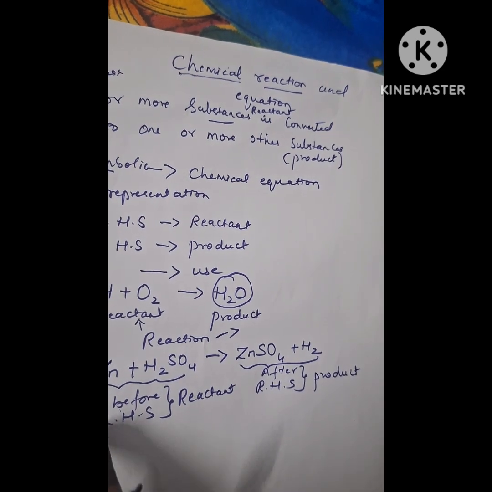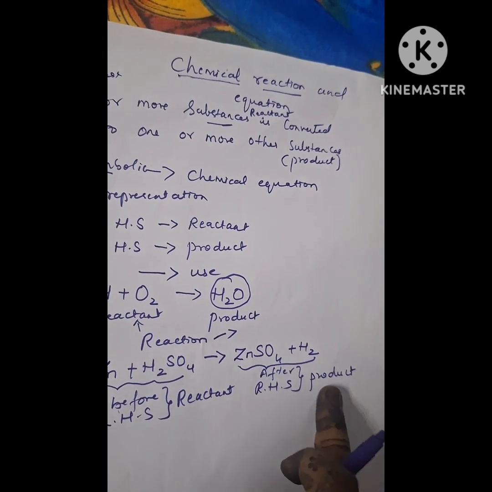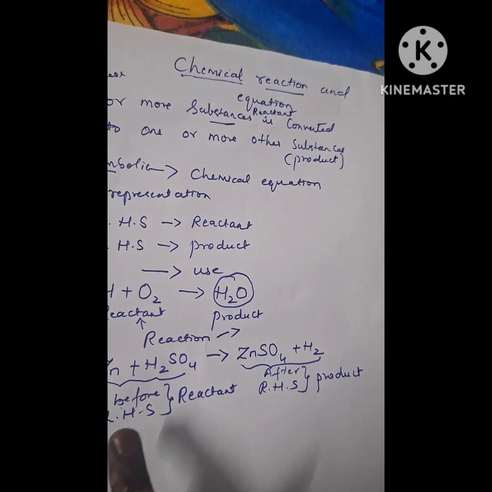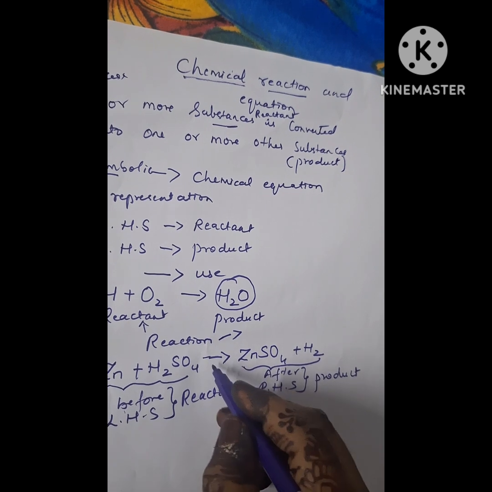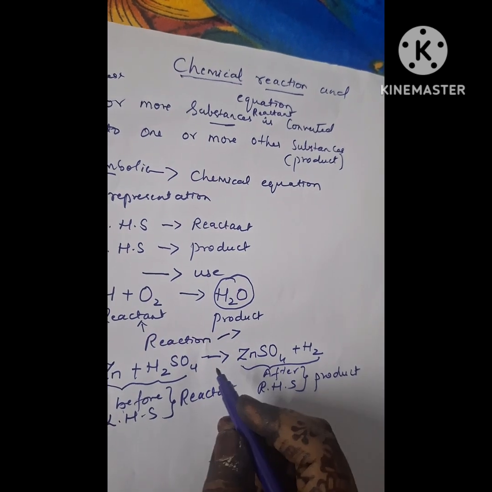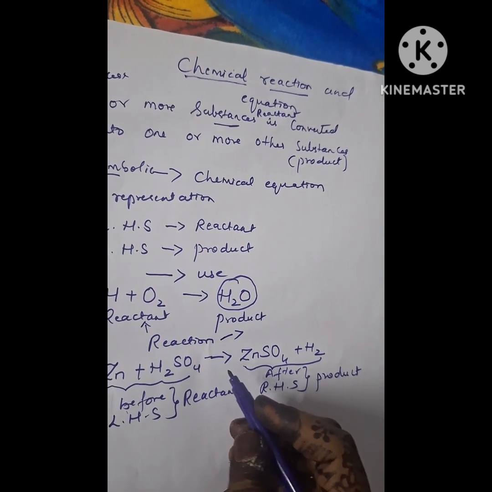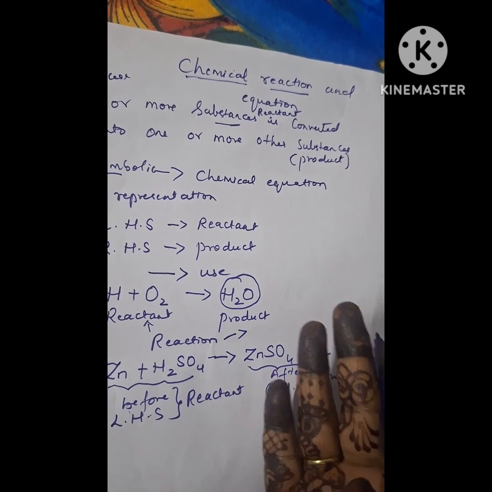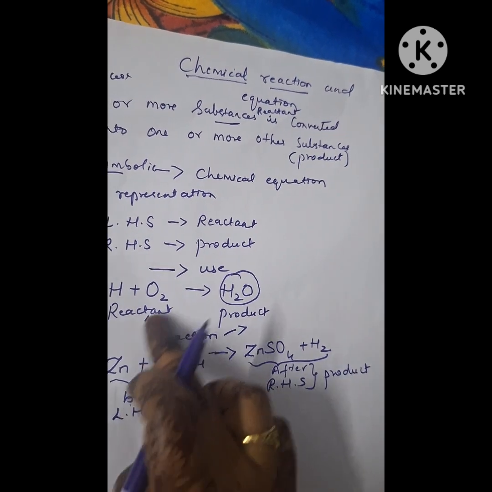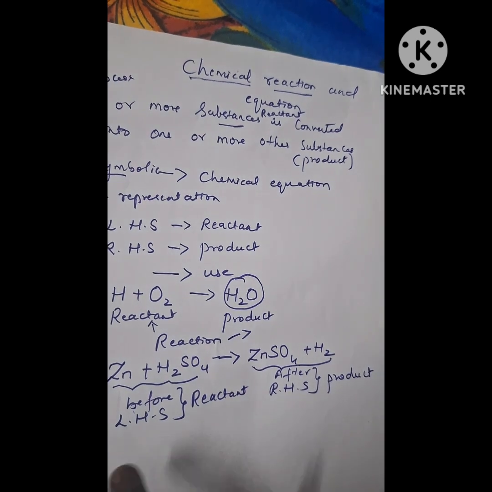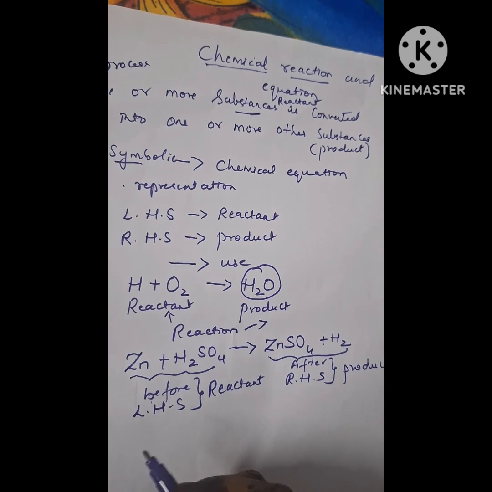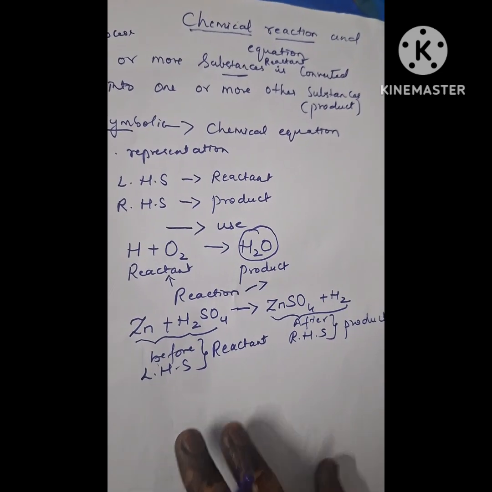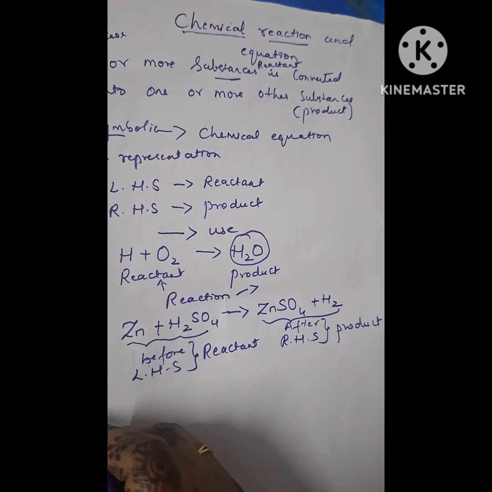I hope now you have understood reactant and product. So between the reactant and product we write this arrow mark. This arrow mark indicates this reaction has taken place and we get this product. To separate these two we use this arrow mark. Now next, this is our first step.